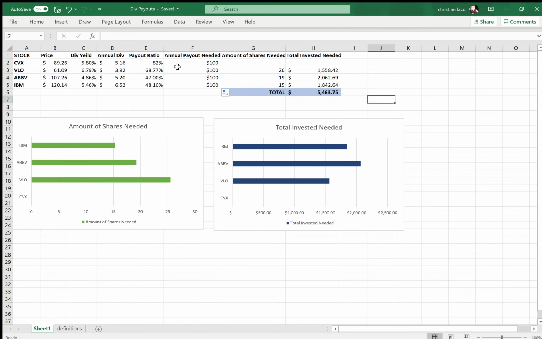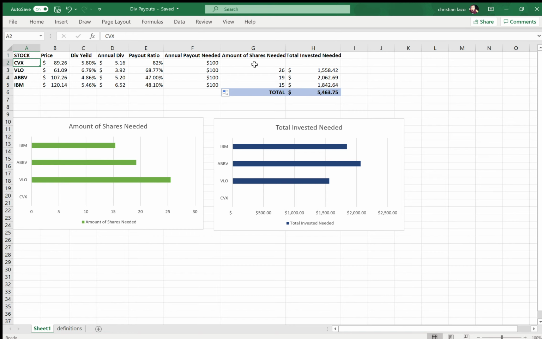$100. Okay. Now these numbers popped up because I already have the formula saved and I only erased the first tab. So yeah, you can see here, and I already got the formulas there. But back to the topic, right? The annual payout needed: I want to get paid $400 in dividends in total from my dividend investment. So let's find out how many shares I need in order to get $100 from Chevron.